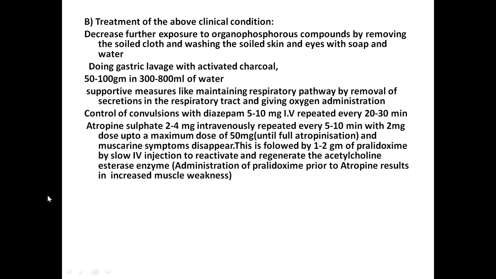Then this is followed by 1 to 2 grams of pralidoxime. You see this one, atropine sulfate, 2 to 4 milligrams. Pralidoxime by slow intravenous injection to reactivate and regenerate the acetylcholinesterase enzyme. The main two drugs are atropine sulfate and pralidoxime. Atropine is in milligrams, pralidoxime is in grams, 1 to 2 grams.